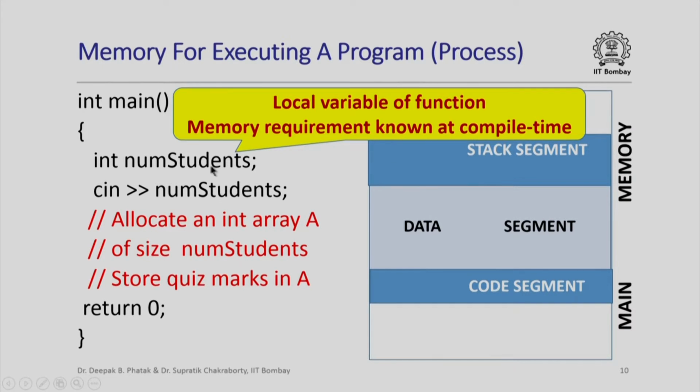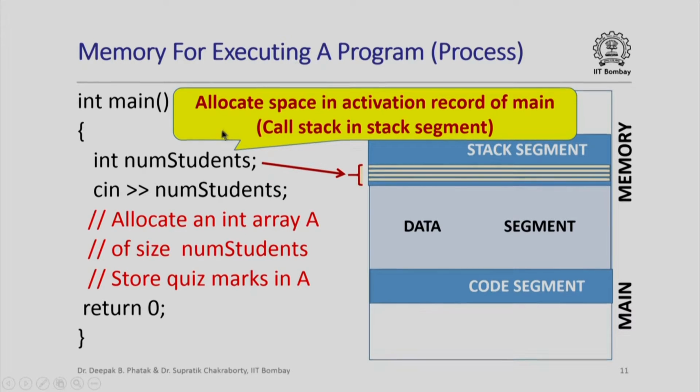Now if you think about it, num_students is a local variable of the main function. So therefore at compile time, I know that I am going to need this variable, it is of type integer, so I know exactly how much memory is going to be required for it. As a consequence, I can allocate space for this variable in the activation record of main when the function main gets called. And of course the activation record is stored in the call stack in the stack segment.